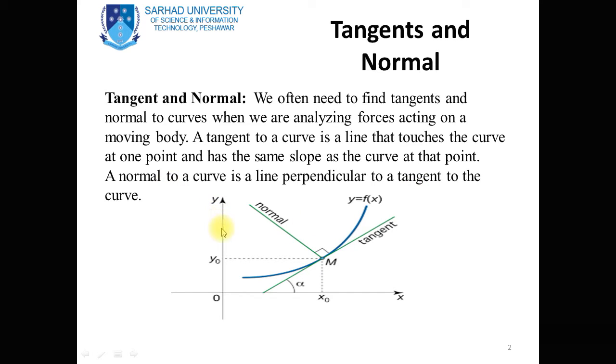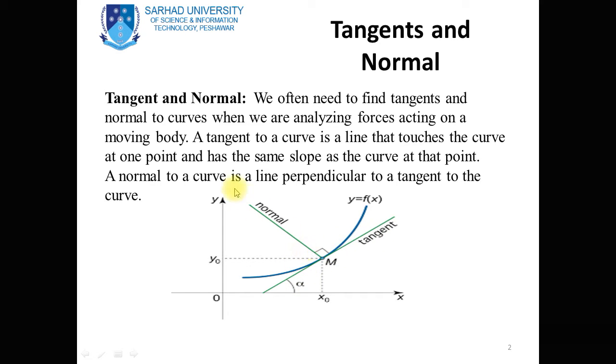So, dear students, you see over here in this plane, this is the given curve of the given function. And this line touches this curve at this point M. The point M has the coordinates x0 and y0. So this line touches the curve at only one point. A line that touches the curve at only one point is called a tangent line. And this angle alpha is the inclination of this tangent line.